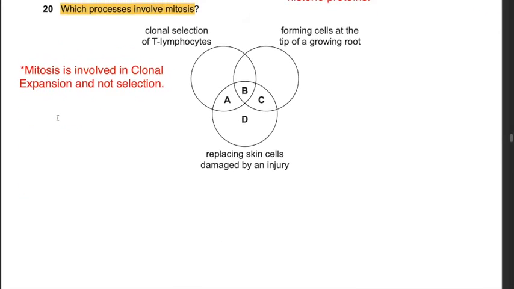Question 20. Which processes involve mitosis? Mitosis is involved in clonal expansion and not selection. Over here they have mentioned clonal selection of T lymphocytes, therefore it cannot be included. Forming cells at the tip of a growing root, yes. Replacing skin cells damaged by an injury, that is also correct because mitosis is involved in cell replacement also. Therefore the answer is C.